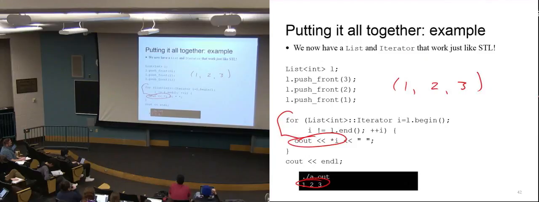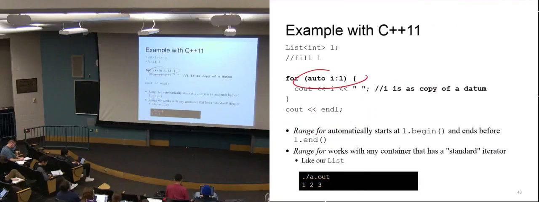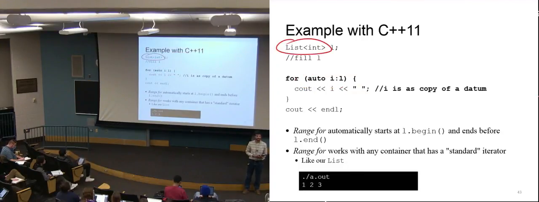Now let me tell you how to avoid this nastiness. Are you ready? This is why C++11 is amazing. All right, keep in mind, we're using the custom list. This is the list that we coded over the last 2 lectures, including the custom iterator. We're using the auto keyword and the range for operator.